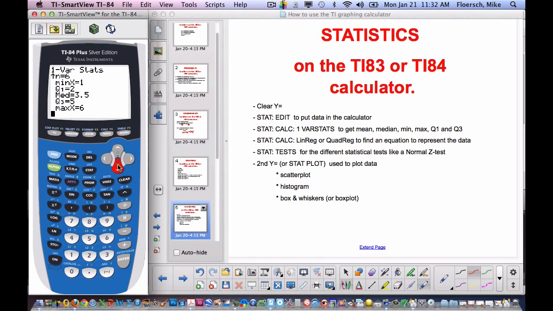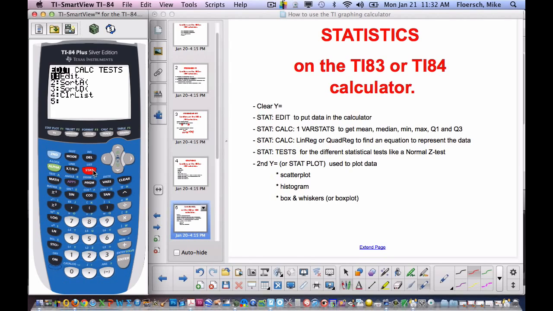My minimum was 1. My quartile 1, or the 25th percentile, was 2. My median was 3.5, which is your 50th percentile. My Q3, which is the 75th percentile, was 5. And my max was 6, dealing with all the data in list 1.